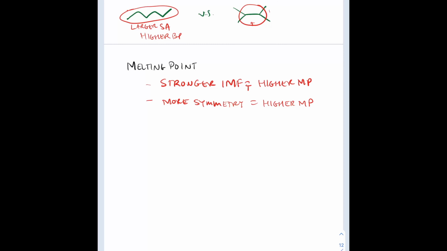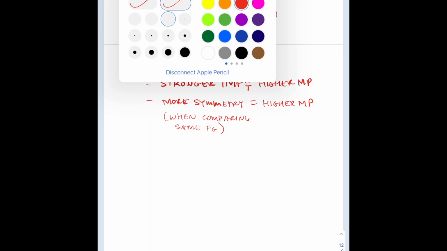But basically what it's saying is, this one right here will have a higher melting point because it's very symmetrical, rather than something more crazy and branched. I'm sorry, I need to add to that. More symmetry equals higher melting point, and that's when we are comparing the same functional group. When comparing the same FG, functional group.